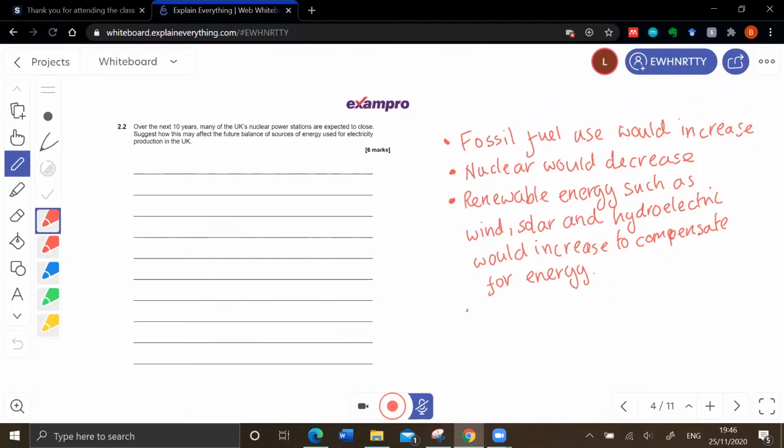Okay, so some problems with obviously that with nuclear. Okay, if they're closing, so balance use of electricity production in the UK, and some advantages. So if fossil fuel use increases, so additional or more, okay, I've got additional carbon dioxide would be introduced to the atmosphere.